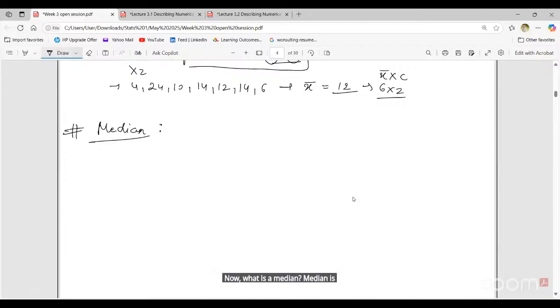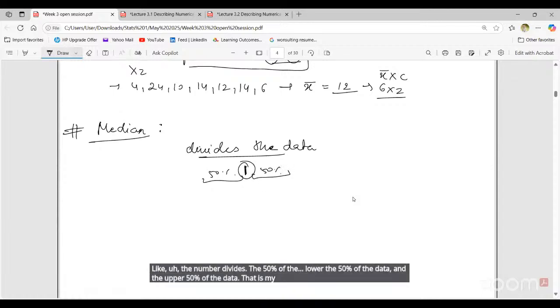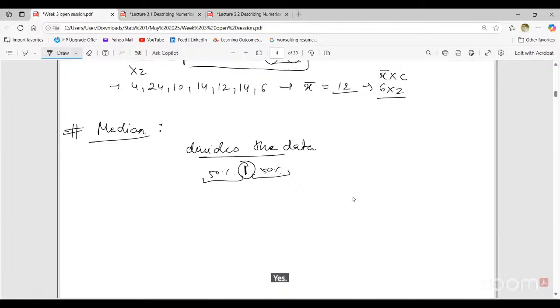Now, ma'am, what is a median? Median is basically the middle value of ordered data. The number which divides the data, that is my median. That is, 50% of the data is below and the upper 50% of the data is above it. That is my median, the middle value, you can say that.